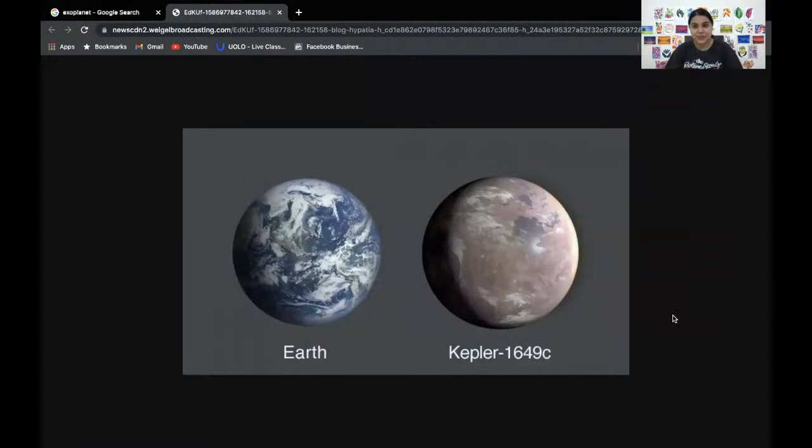The next element that I want to go ahead and talk to you about is an exoplanet. Now, if you look at your screen right now, you can see that we have Earth on one side, and then we have something called the Kepler 1649c. Now, the Kepler 1649c is an exoplanet. So what is an exoplanet? First of all, let me explain it to you.